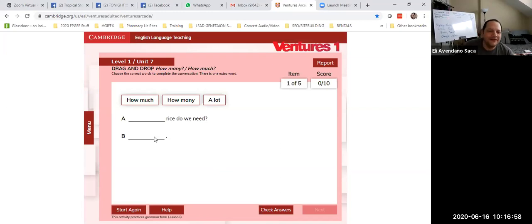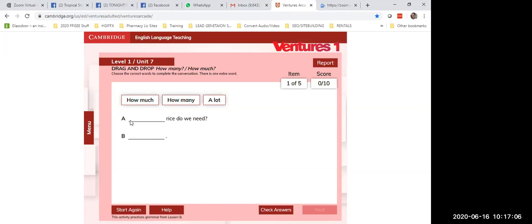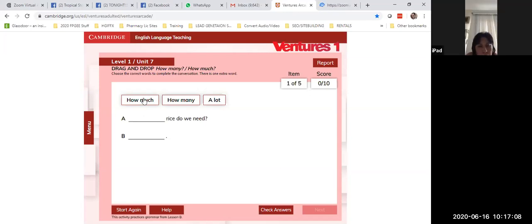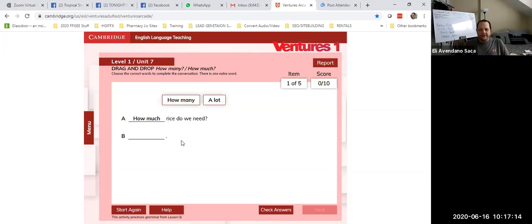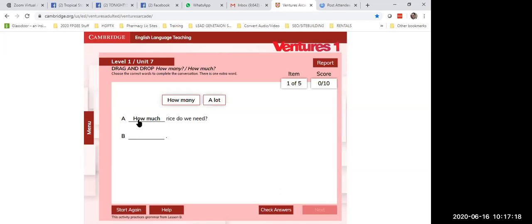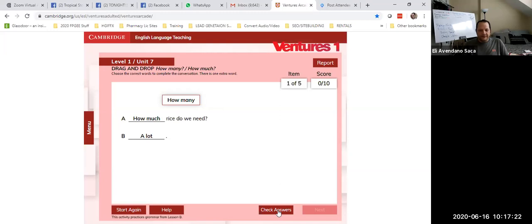I'm proud of you. Okay, so let's look at number A. So how much, how many, a lot. What do I put here in A? How much? We need, and the answer is? A lot. Because you cannot quantify that, right? So let's see. Good.